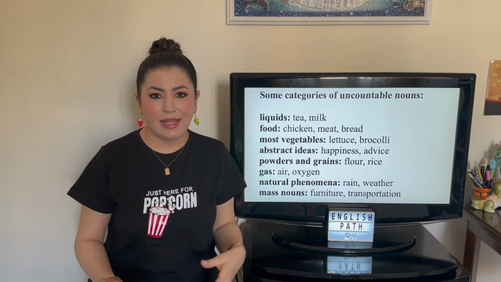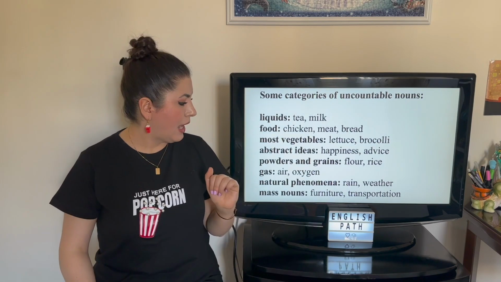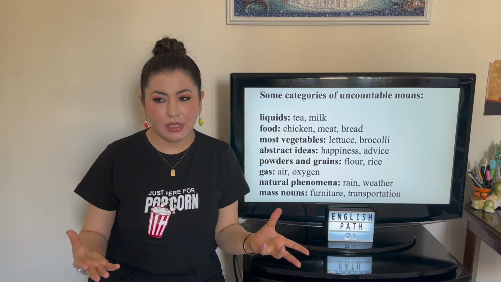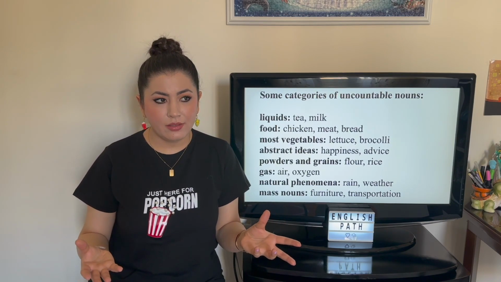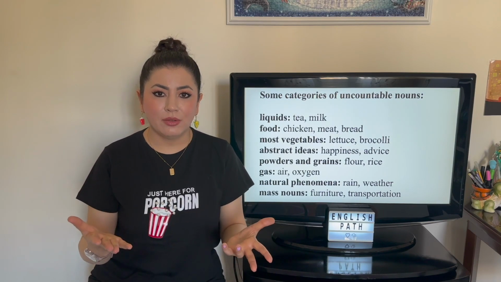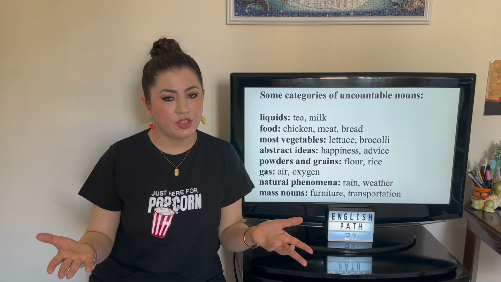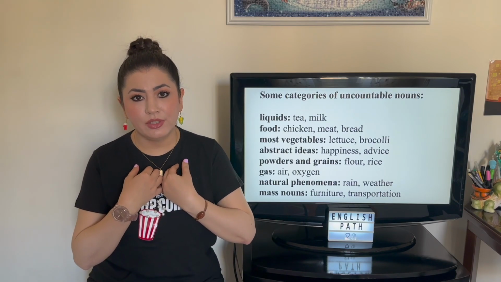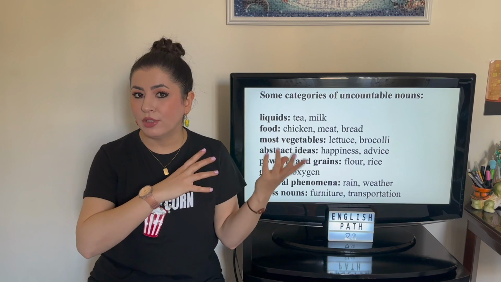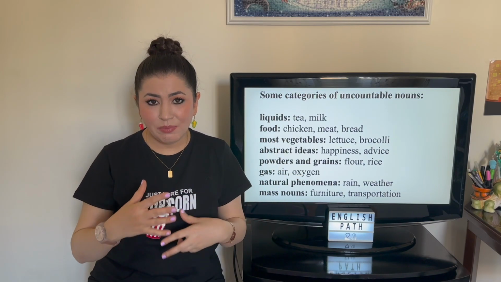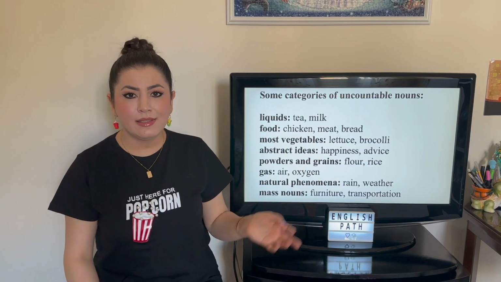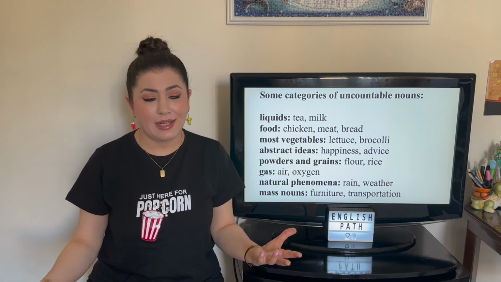Most vegetables like lettuce or broccoli and abstract ideas, things you cannot see, you cannot touch, you cannot draw specifically, like what is happiness to you? You have your own definition of happiness. I have my own definition of happiness. I have a picture in my head and you have your own picture in your head. So they can't be seen or touched, but we know they exist. Like happiness or advice and things like that.